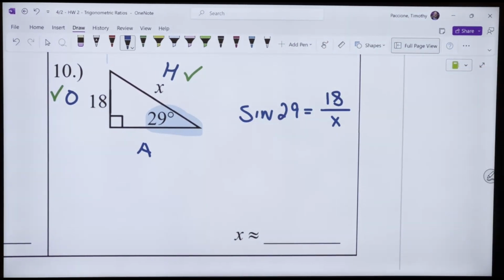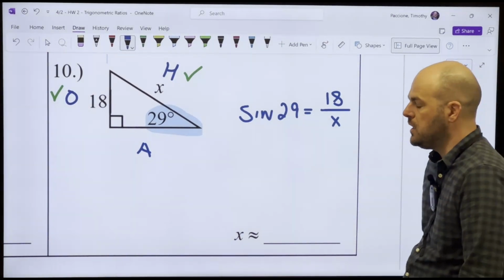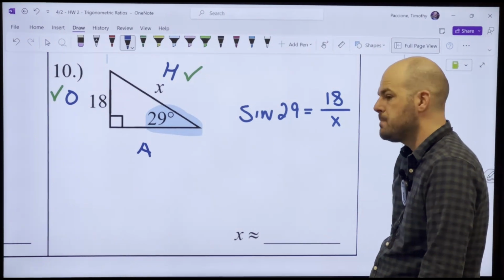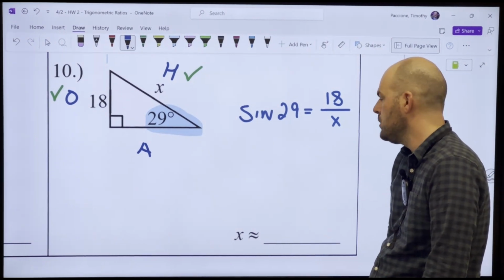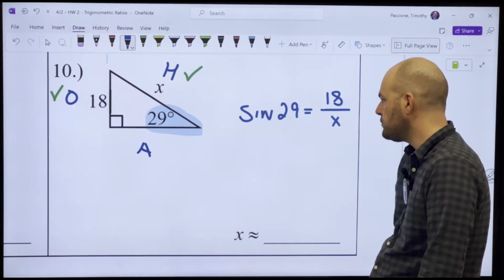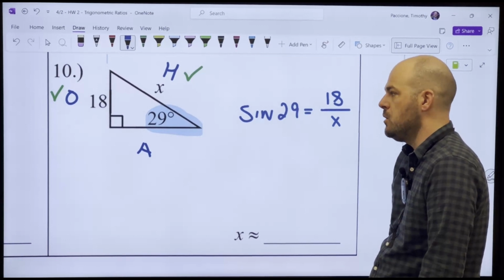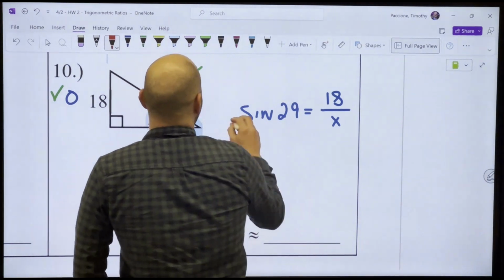Okay, now you might be tempted to be like, oh, multiply both sides by 18, but that won't actually cancel anything because that would just be 18 times 18, right? Question? No, I was just going to answer. Yeah, go ahead. You multiply by x and then divide by the sine of 29. Okay. So you multiply by x.